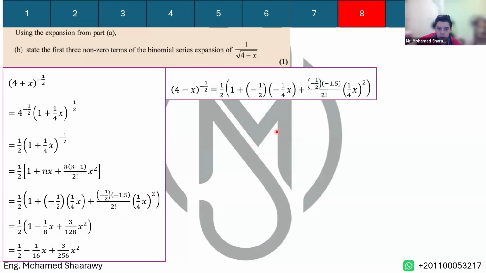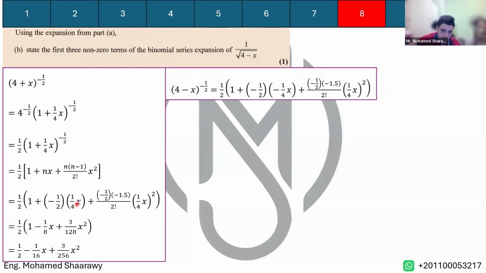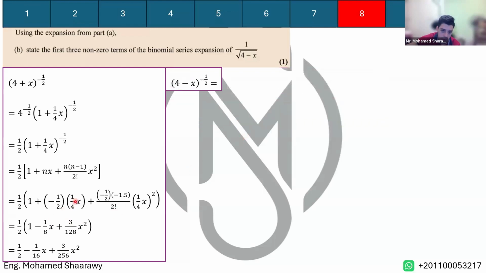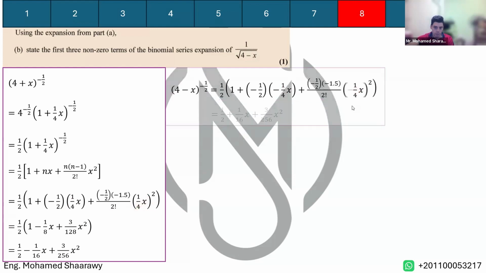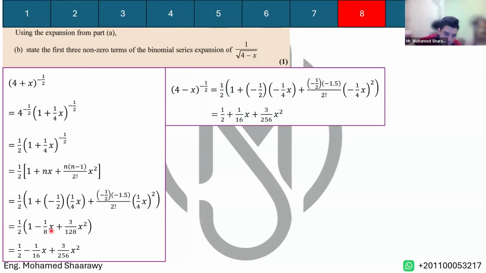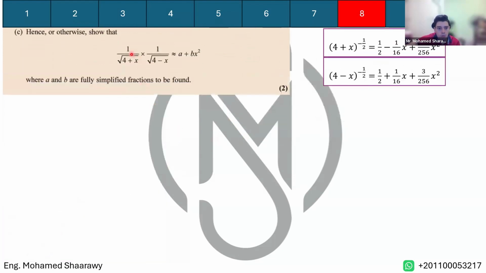You can see this here, I just wrote it here. The real difference is that this 1 over 4x will be negative 1 over 4 here, and the same thing here will be negative 1 over 4. So the real difference is nothing except that this one, which is negative, will be positive. As simple as that.